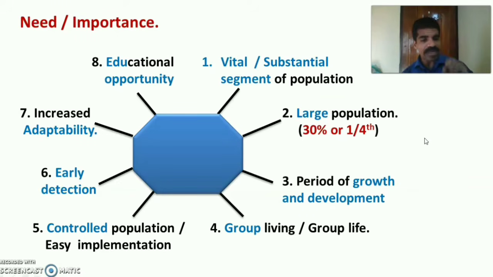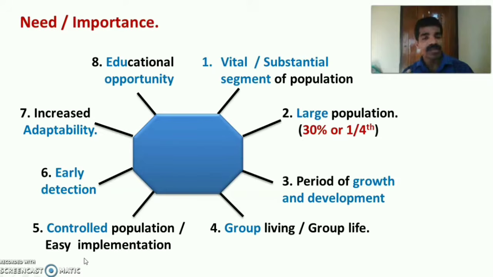Then fifth point is they are the controlled population and there is a possibility for easy implementation of the health services or health awareness to the school children, because they are under the control of the school committee. Then early detection is possible. As the teacher observes the students every day in the morning, there is a possibility for early detection of any diseases. Then seventh point is increased adaptability.